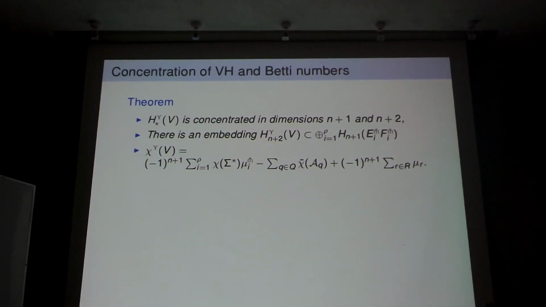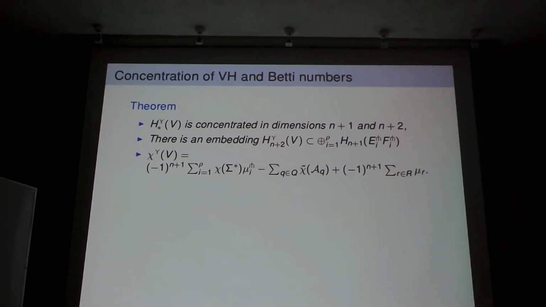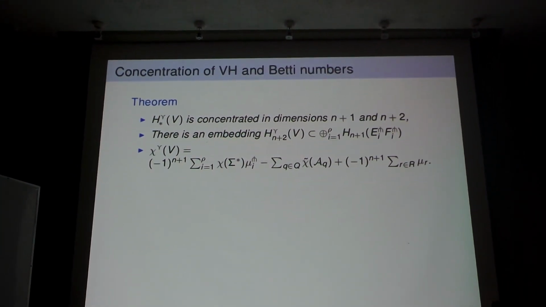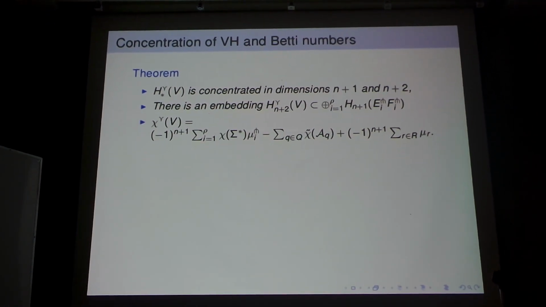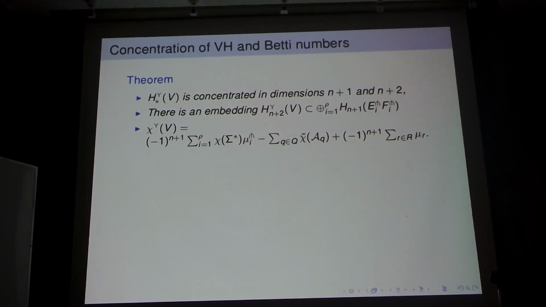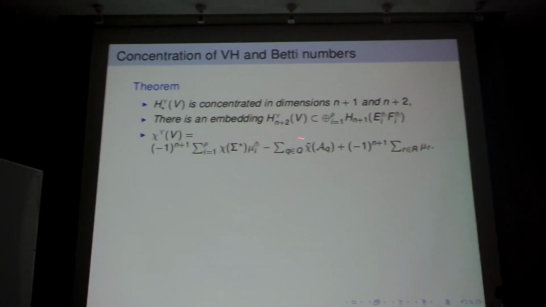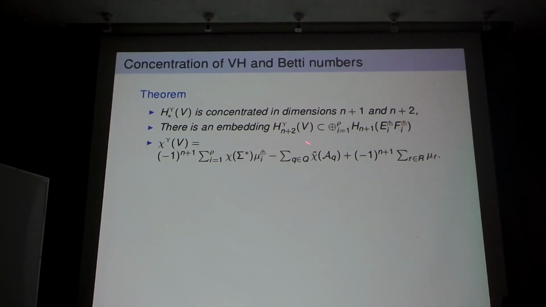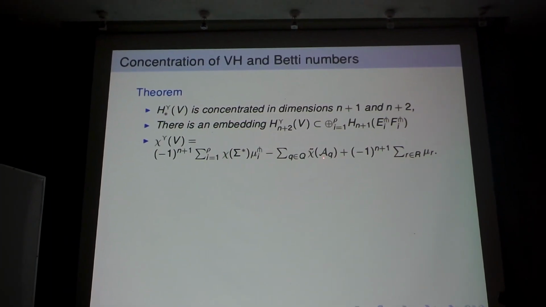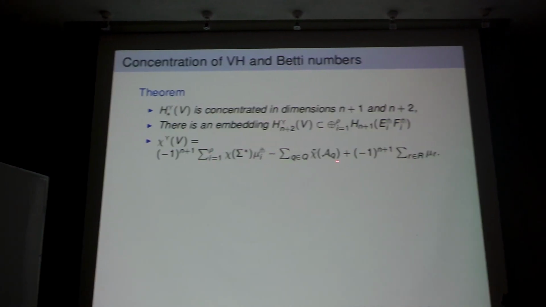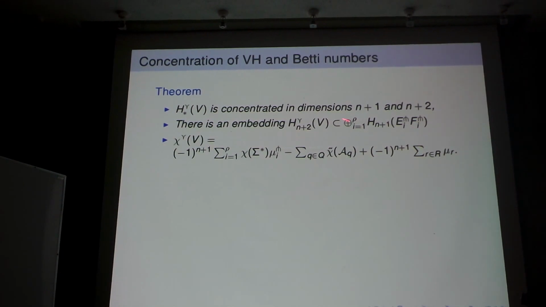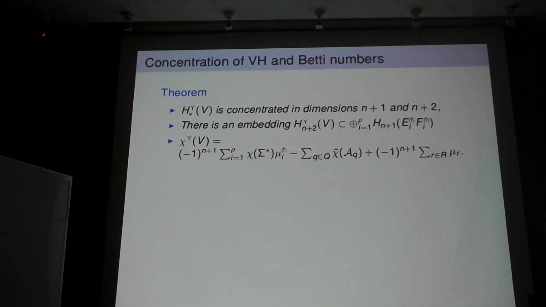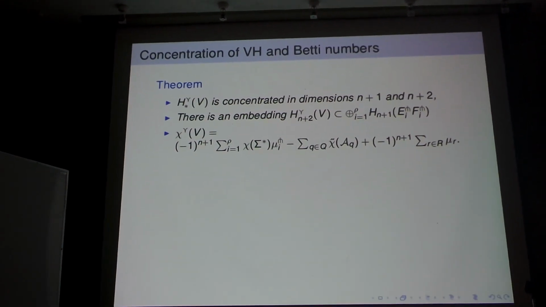There's a formula for the Euler characteristic, where you see the Euler characteristic of the punctured Milnor surfaces of the transversal singularity, the Euler characteristic minus one of the non-isolated Milnor fibers, and the Milnor numbers of the isolated singularities which were taken away at the beginning.